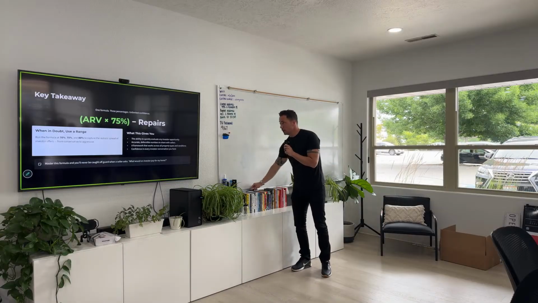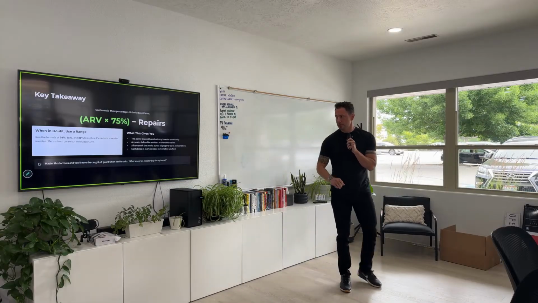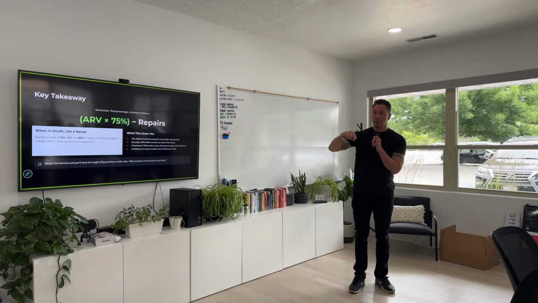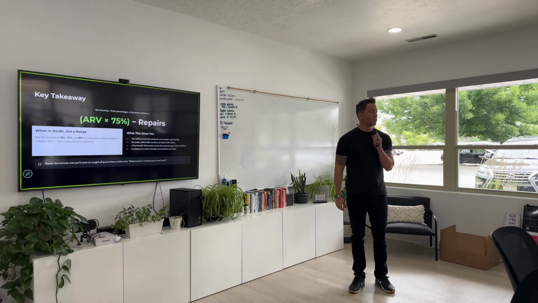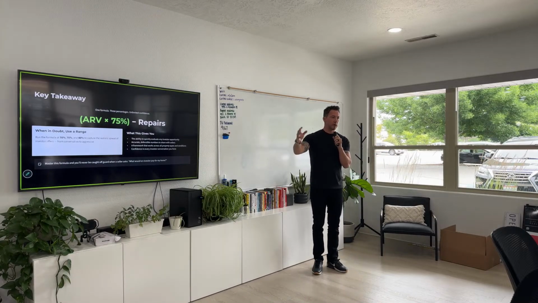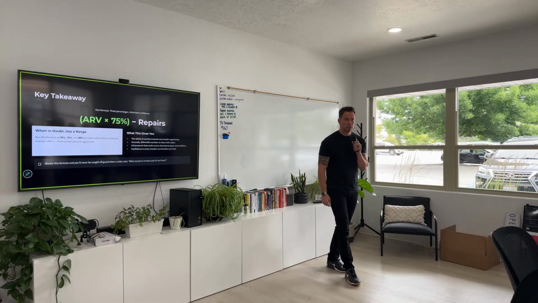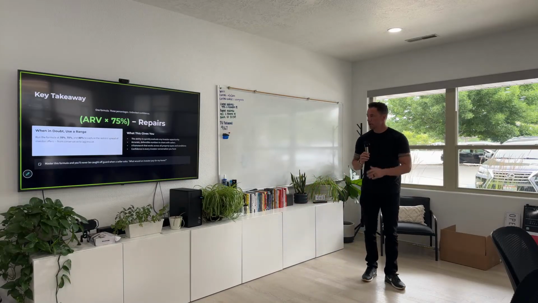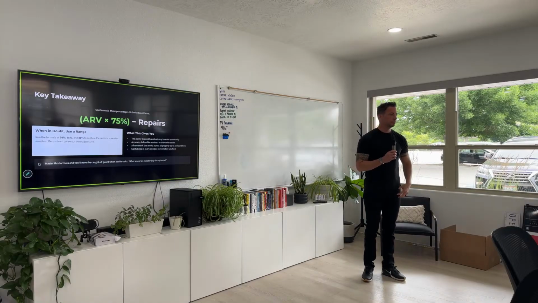So this is the key takeaway: ARV times 75% minus repairs. The way to come up with repairs is just dollar per square foot based on how much repair you think it needs. That will get you close enough that if an investor comes in and they have to retrade, it's not going to be a big shift in the seller's expectations. So, questions?